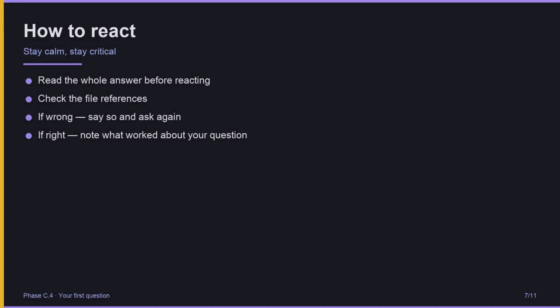How should you react to the answer? Read the whole answer before reacting. Check the file references, open them yourself, verify what the model said. If wrong, say so: that's wrong, the actual login is in file X, try again. The model will correct itself. If right, note what worked about your question, that's a pattern you can reuse.